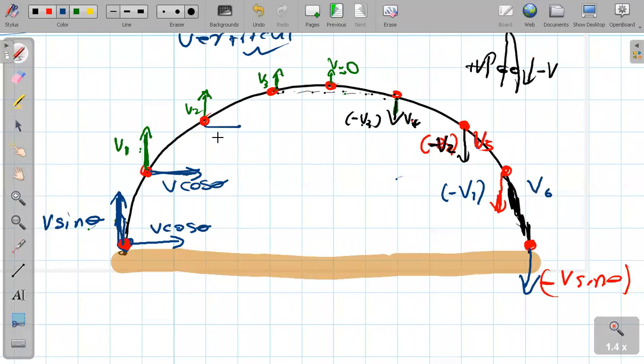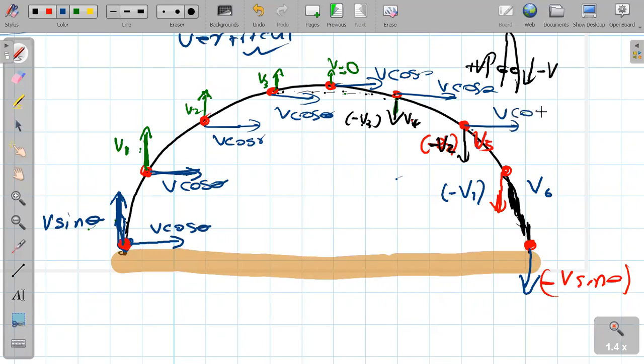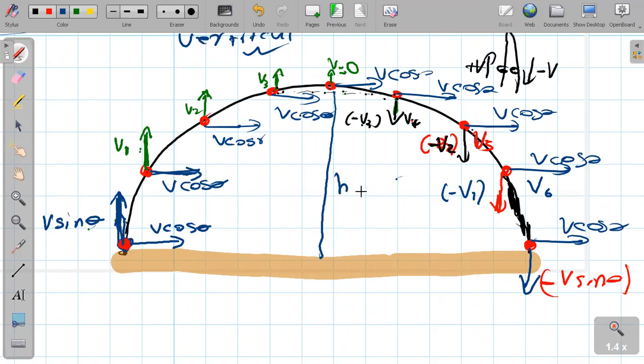This one is V cos theta. V cos theta. V cos theta. And here again, V cos theta. Right. And it reached the maximum height, H max height. And the range, R range.